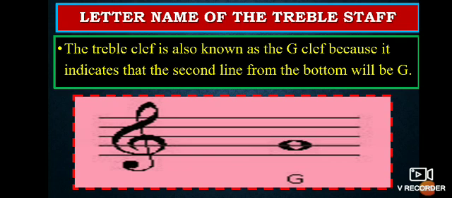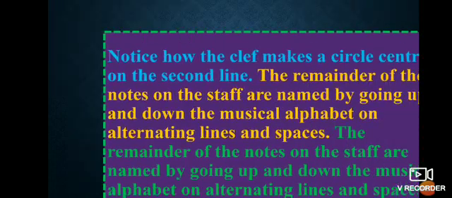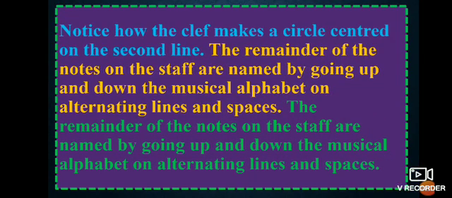Now from that line 2, you can move up to the next. After G, I told you to go back to A. So the second space now will be A. The middle line, which is the third line, will be B. And the third space will be C. That is how you are counting. Notice how the clef makes a circle centered on the second line. The treble clef circles around that second line before it goes up and comes down. If you remember how I drew the treble clef for you, I started from the second line, drew it round and brought it down.